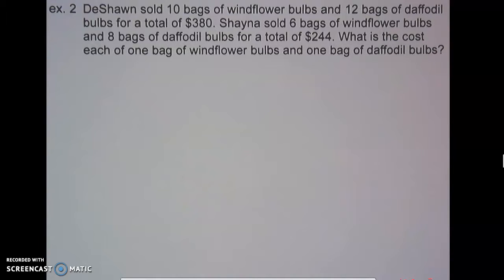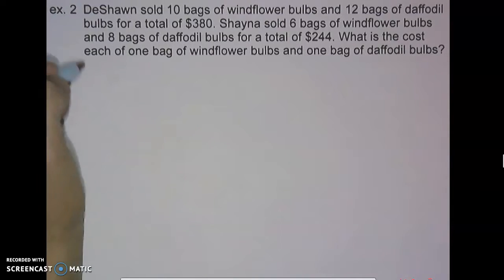So we have to figure out what we've got going on. Okay, it does ask us the cost of 1 bag of windflower bulbs and 1 bag of daffodil bulbs. So that means that our variables are going to be windflower bulbs and daffodil bulbs. So it doesn't really matter what letter you use. You can use x and y for these different things.